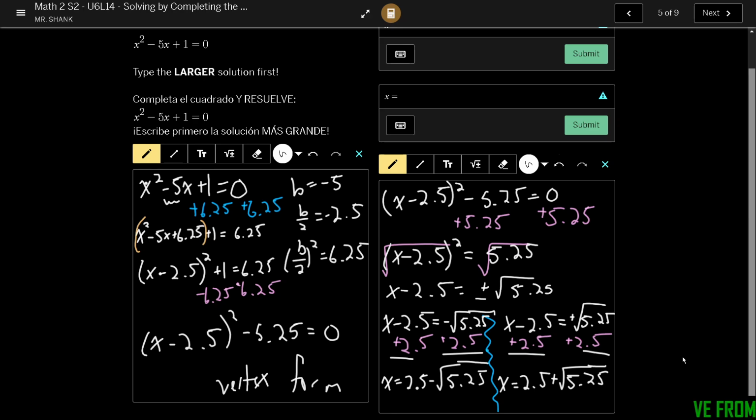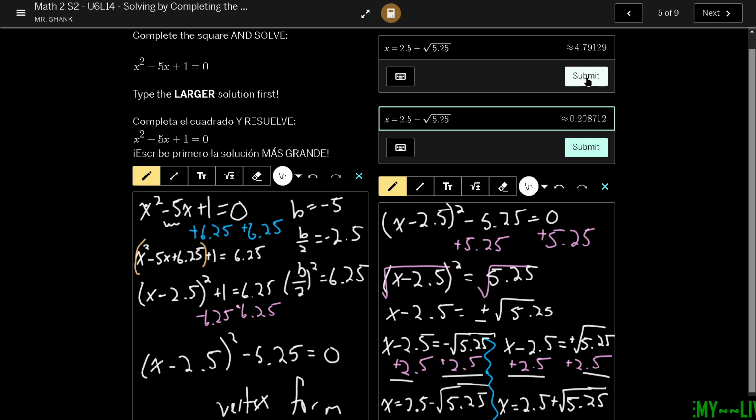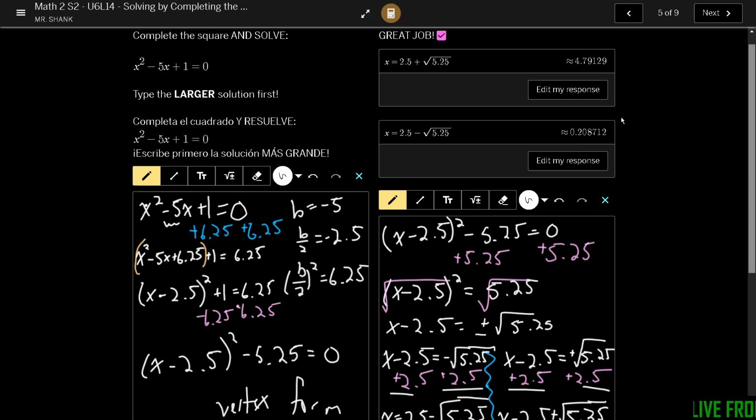All right, so let's try typing them in. Let's check to see if we're right. The first number is the plus side, I should say. So 2.5 plus SQRT 5.25. So get that decimal. And then the second side is 2.5 minus SQRT 5.25. So try and submit on these. Yeah, it's good to go.